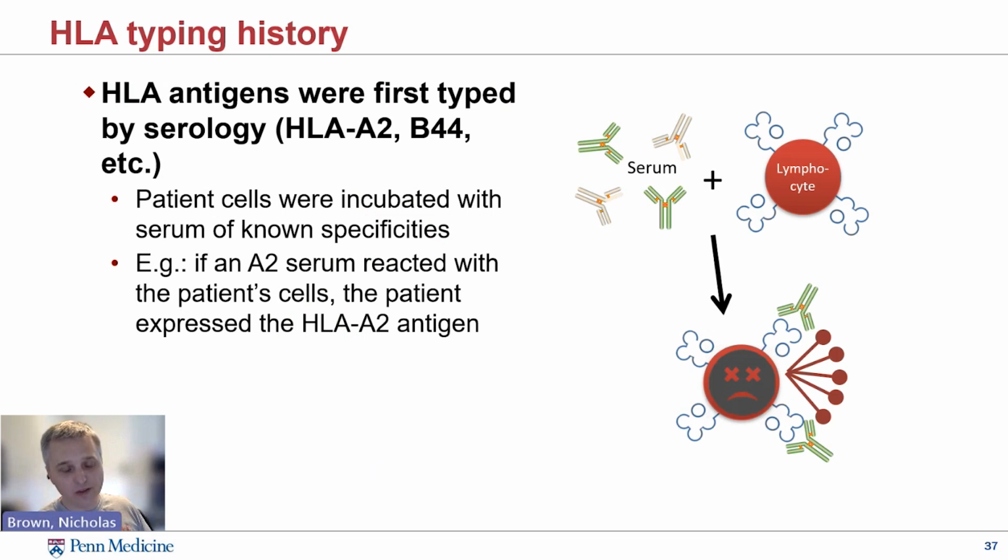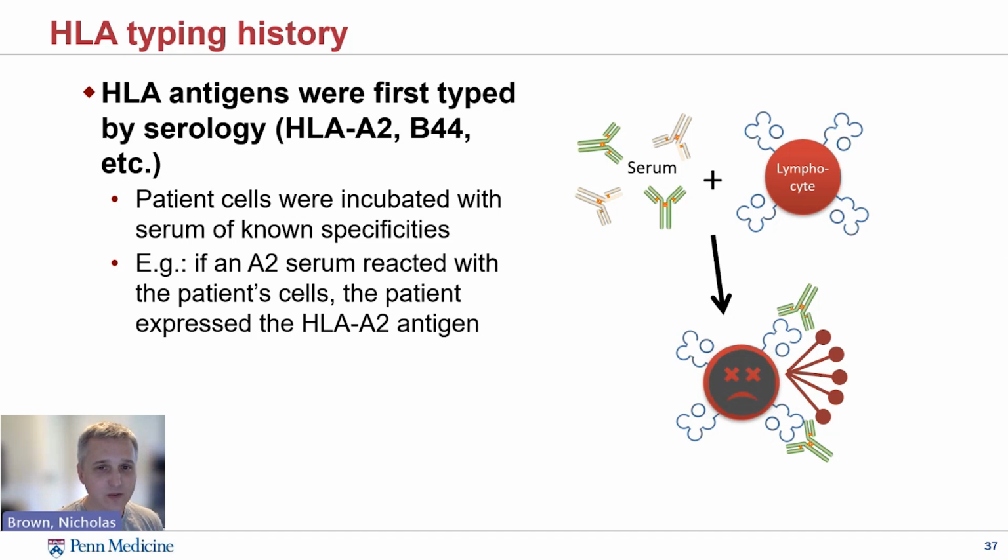All right, so that was kind of a background on transplant immunology. I'm going to talk a little bit more in the rest of the talk about how we measure some of these HLA antigens and how we go about typing, etc. So I'm going to start with a tiny bit of history. HLA antigens were first typed by serology.